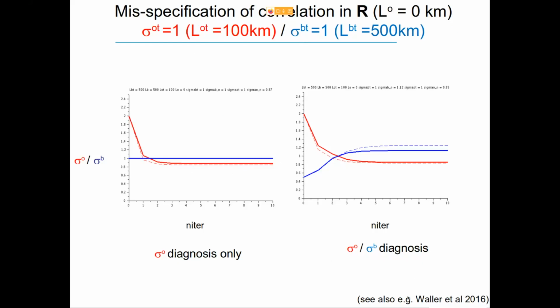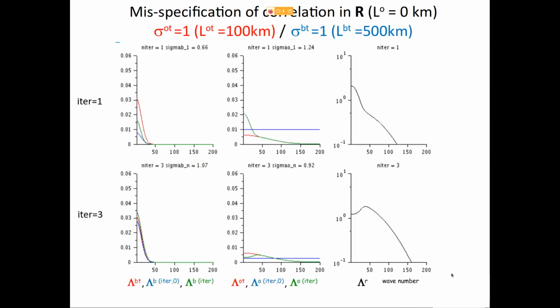And this has been investigated by authors like Waller et al. And this can again be understood or examined in spectral space. For instance, in the second iteration, we can see that the adjusted eigenvalues in the large scales tend to be underestimated compared to the true observation eigenvalues in red, due to the neglect of the observation error correlations.